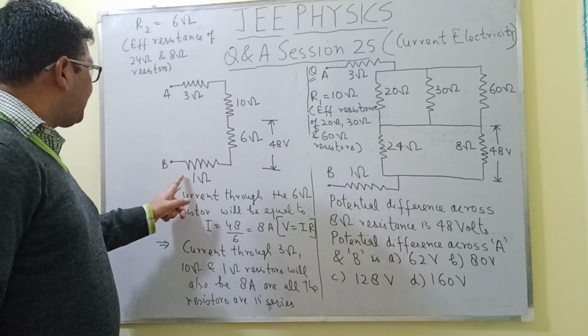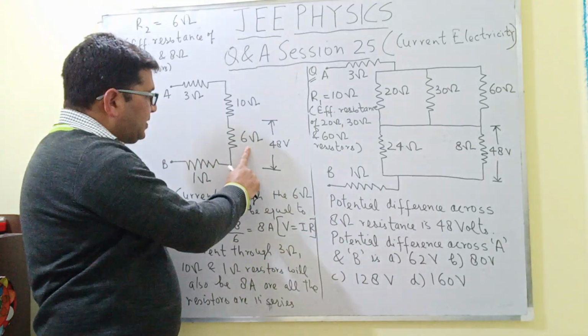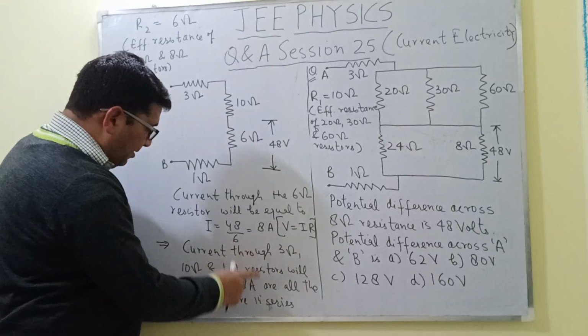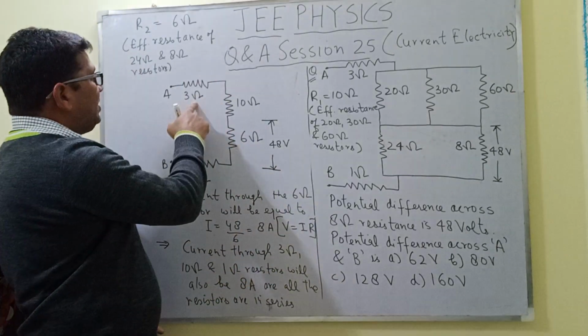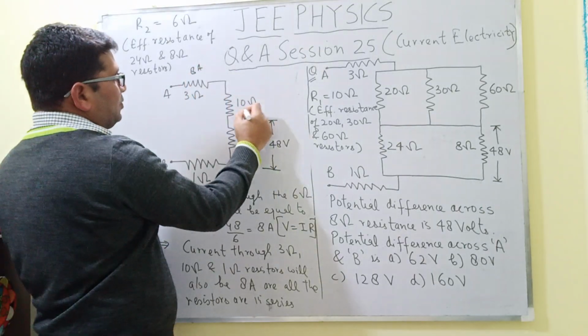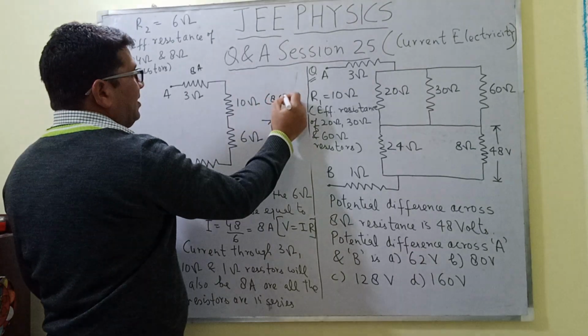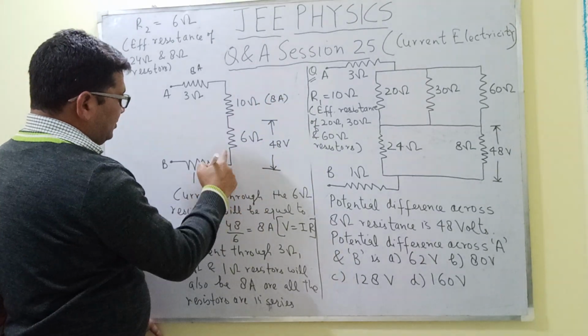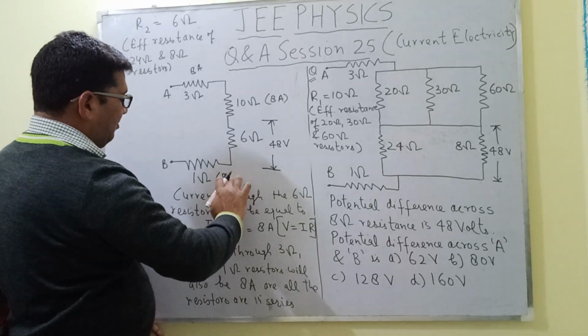Since all these resistors are in series, and since the current through this 6 ohm resistor is 8 ampere, therefore the current through this 3 ohm resistor will be 8 ampere. The current through this 10 ohm resistor will also be equal to 8 ampere. And the current through this 1 ohm resistor will also be equal to 8 ampere.